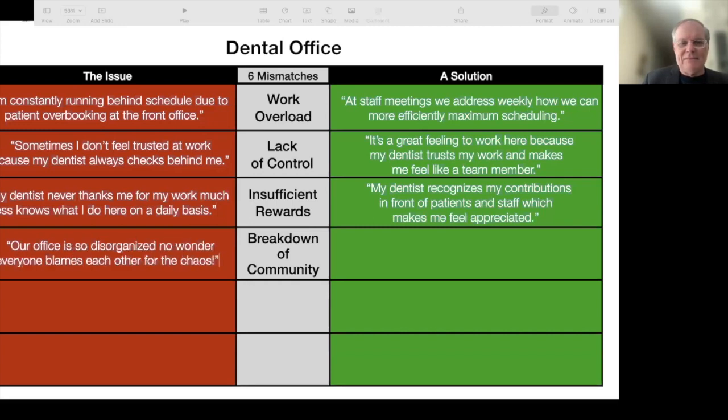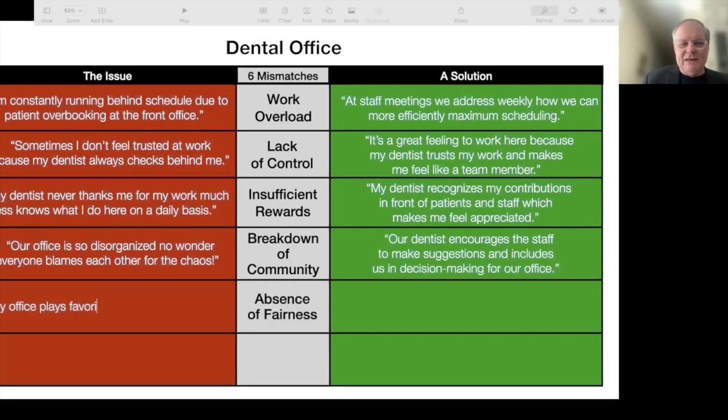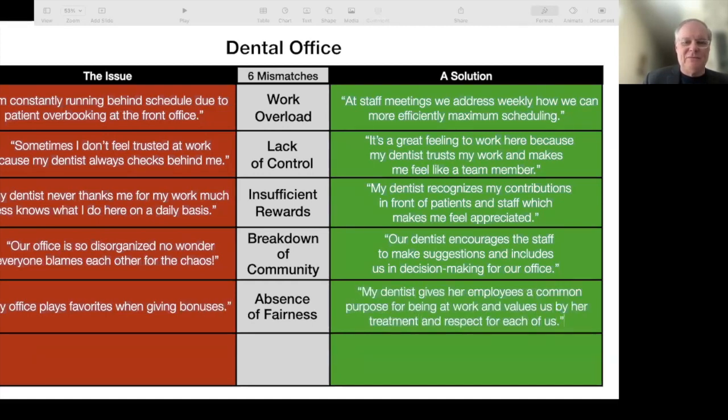Under absence of fairness, as far as bonuses go, it might be that my dentist gives her employees a common purpose for being at work. So you value your employees with a common purpose, and you talk about respecting them in front of other people, and especially amongst each other and with the patients.